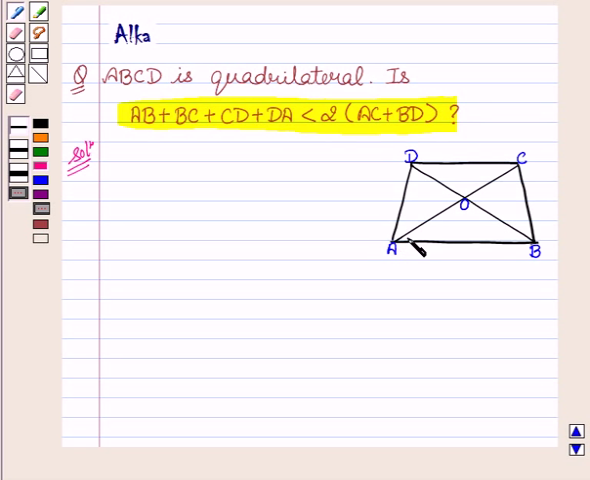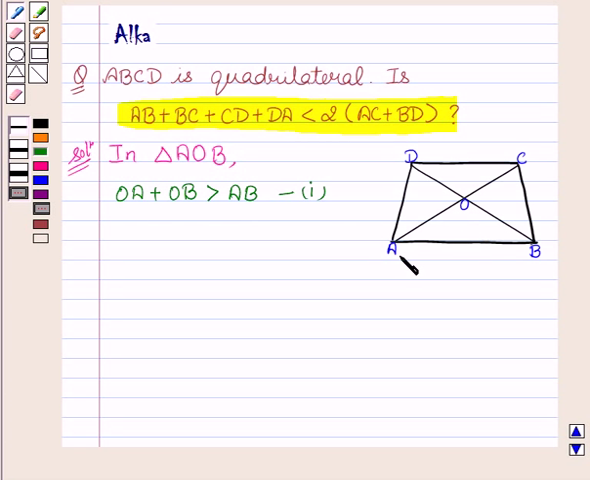Here is a figure ABCD which is a quadrilateral, and AC and BD are the diagonals which are intersecting at a point O. Now let us consider triangle AOB. In triangle AOB, OA plus OB is greater than AB. This is our first equation.